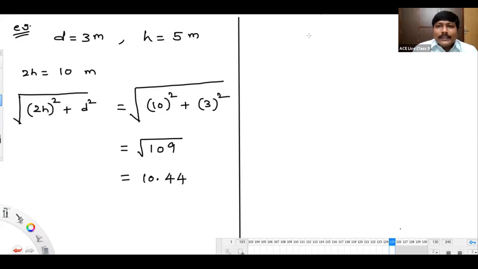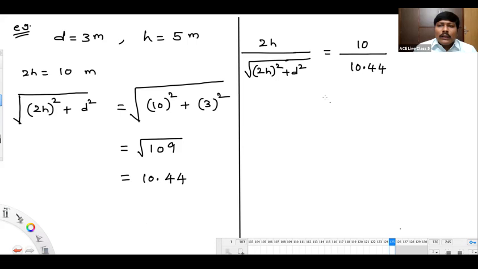Okay. So I was interested to calculate this value, 2h by root of 2h square plus d square. How much is this now? 2h value 10 by this value 10.44. And this 10 by 10.44 will give you 0.958. You will get that number, like 0.958.